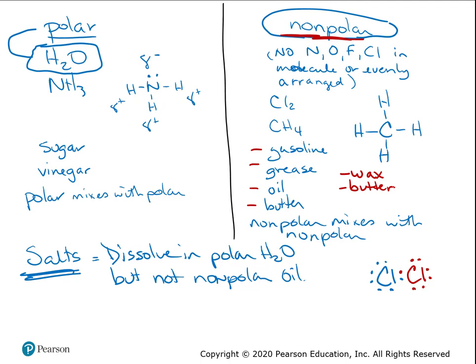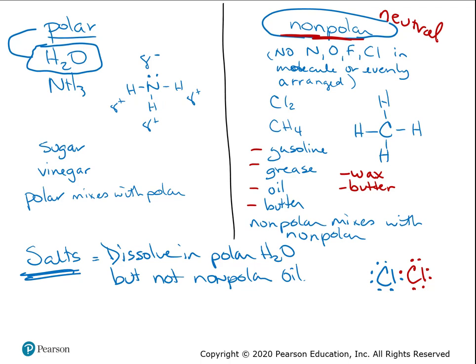I can mix these. Things that are non-polar are very neutral, right? So non-polar molecules are extremely neutral. They don't have any slight chargedness or ions. Their electrons are very evenly distributed, but they'll mix together.